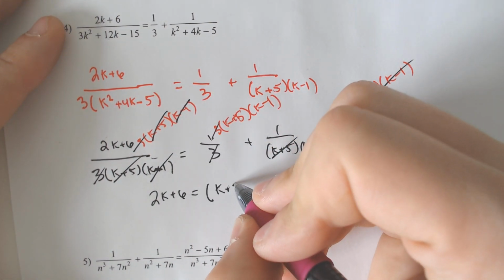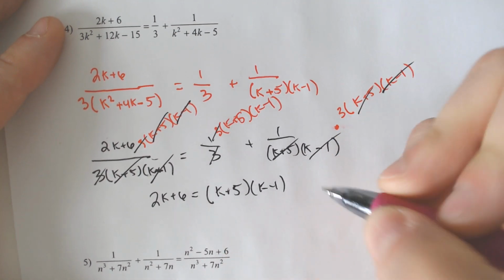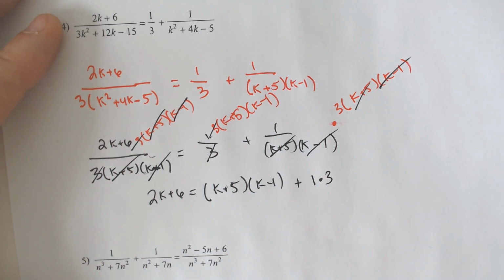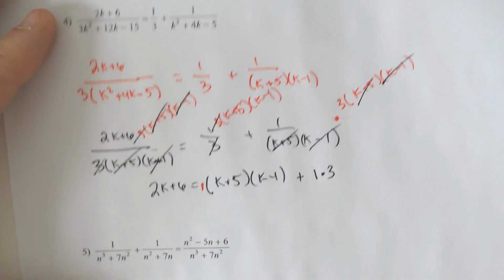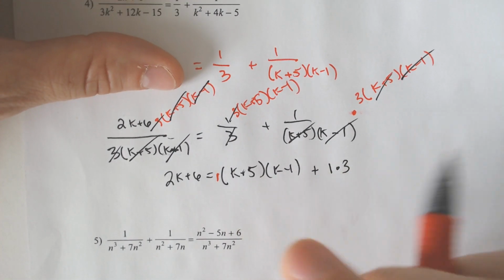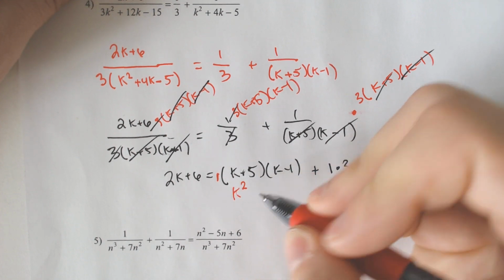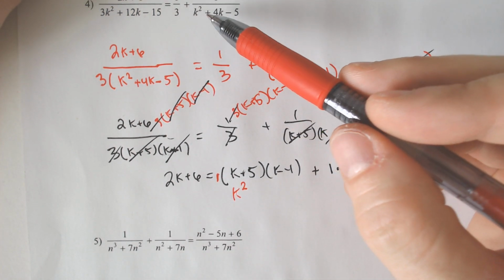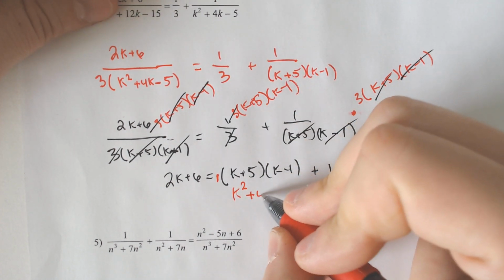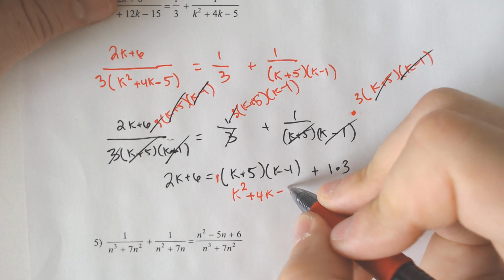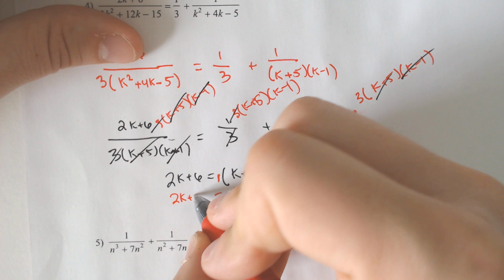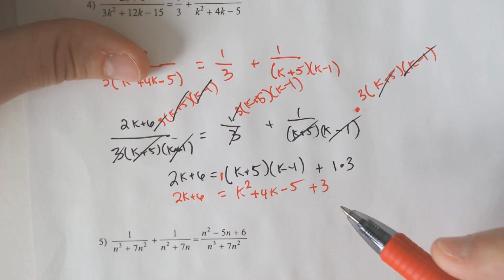k plus 5, k minus 1, plus 1 times 3. And this technically had a 1 in front, but you don't need the 1. So we will eventually have to set this equal to 0 and factor. We're going to FOIL this part out, which we should know what it FOILs to because we factored it. K squared plus 4k minus 5 is this in factored form. So that's plus 4k minus 5 plus 3 equals 2k plus 6. Set it equal to 0, and factor.